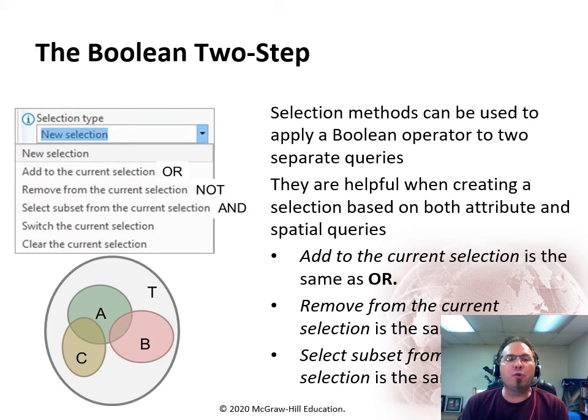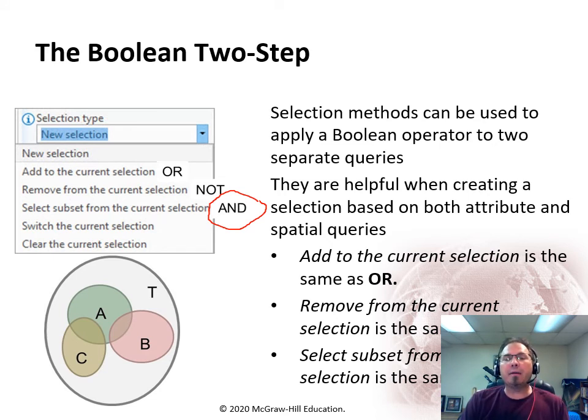When you're doing these, you always start with a new selection, and then you have the option of adding to it, which is the equivalent of the or Boolean, removing from the current selection, which is the equivalent of the not Boolean, and then select a subset of the current selection, which is the and Boolean. And again, the and Boolean is typically the one you're going to use because in most cases, you're trying to restrict and restrict and restrict the data down to a very specific question that you're trying to get to. So again, that's the one you're going to use the most.